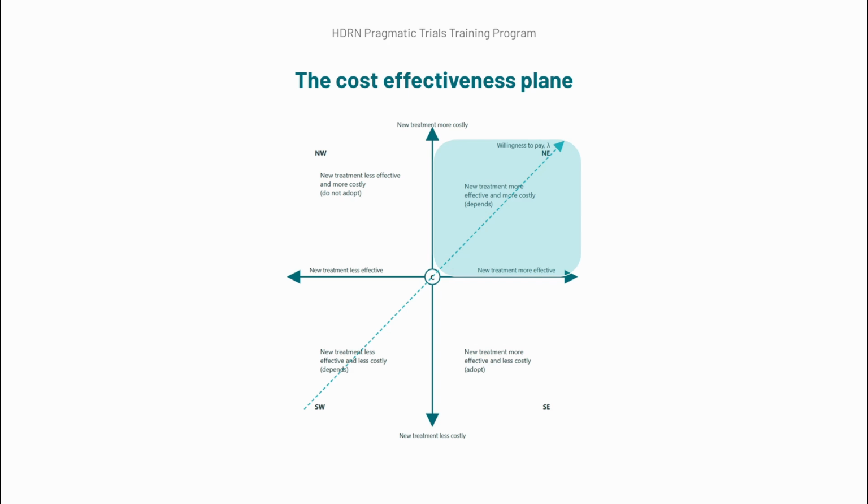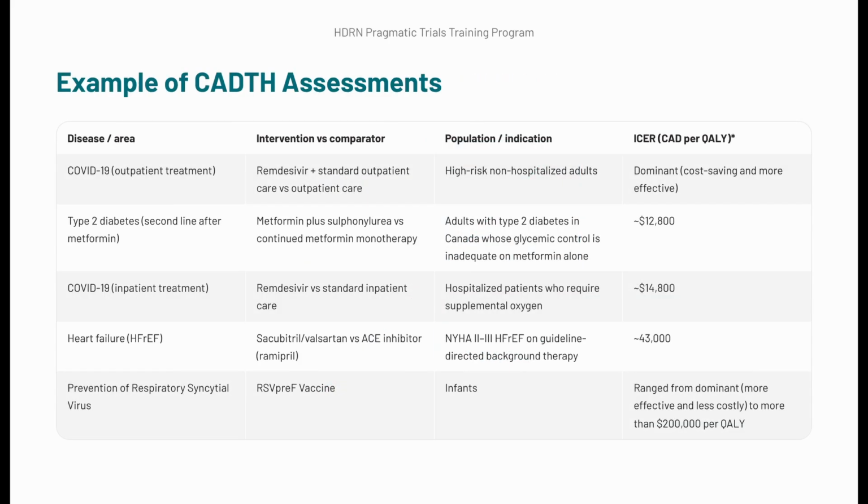Treatments here are more effective but also more costly. This is where the willingness-to-pay threshold comes in. If the extra benefit is large enough relative to its added cost, then the intervention may still be considered cost-effective. If not, it won't be. That sloped dashed line is the willingness-to-pay boundary, and it helps us determine which side of that decision the intervention falls on.